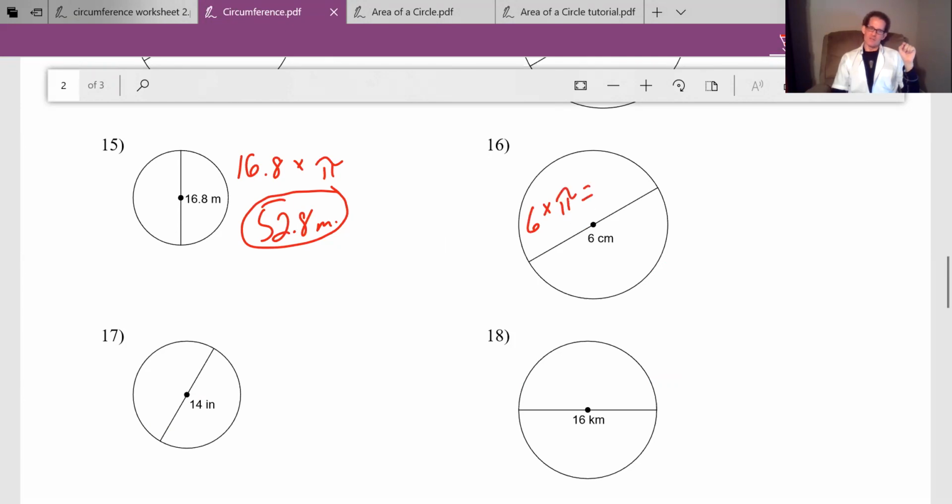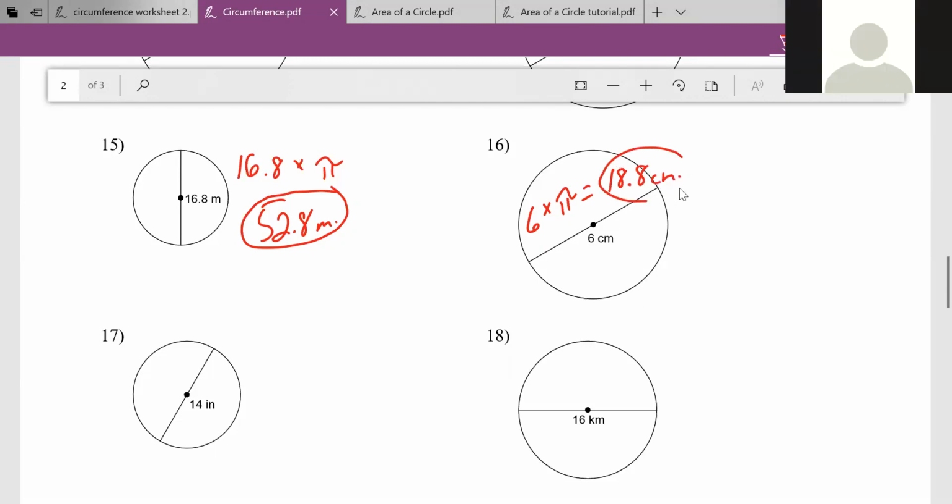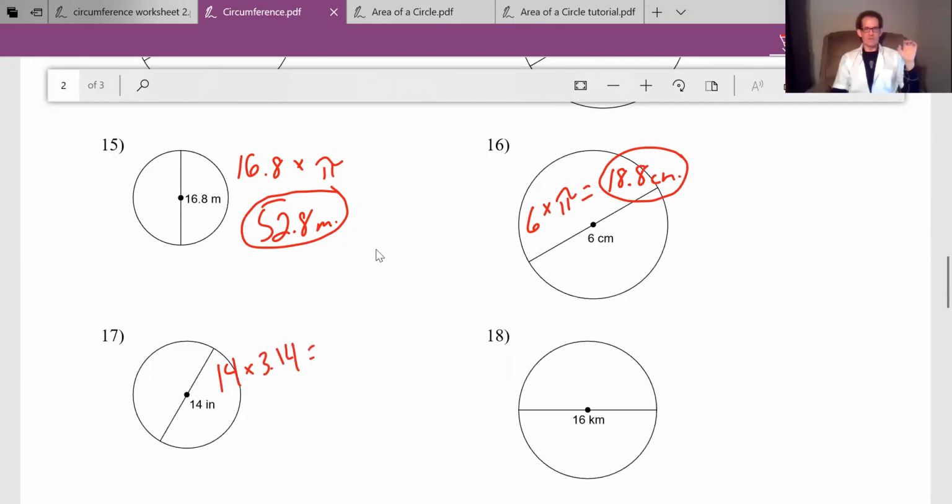Okay, here the diameter is 6, so that's just 6 times pi. Let's see what that's going to be. 6 times 3.14, 18.84. It's going to be 18.8 centimeters. Okay. Here we've got 14 for the diameter. So 14 times pi for circumference. 43.96, you're right, so it's going to be 44. Because if this rounds the 9 up, then the 3 has to go to 4. Yep. So it's going to be 44, good job.